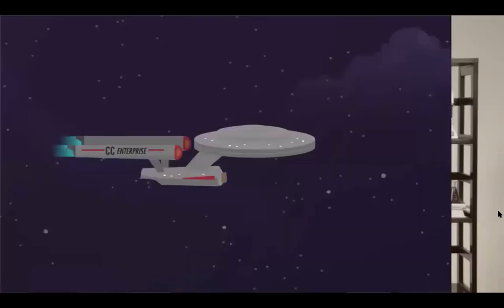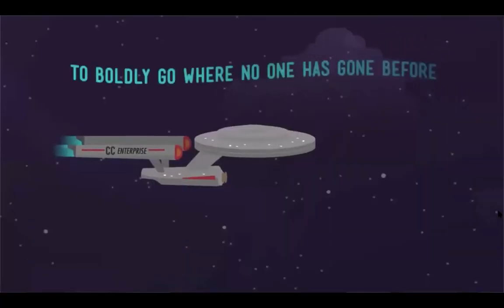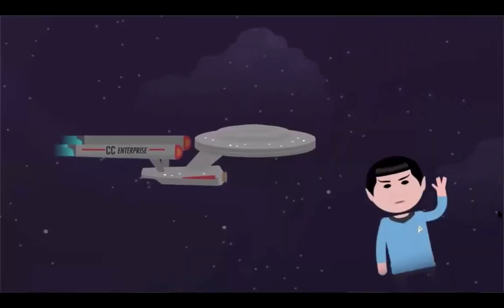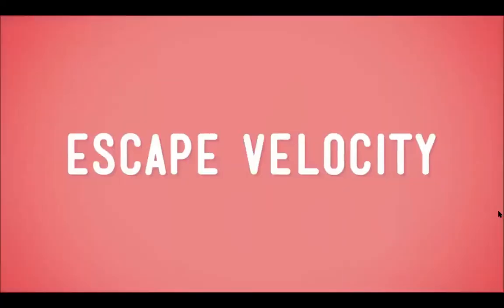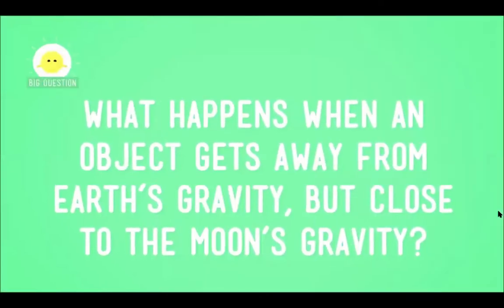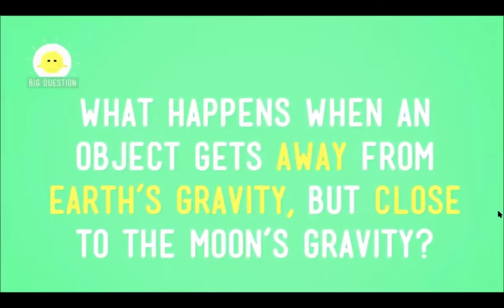Now, you already know that astronauts can leave the Earth, but it takes a lot of effort to boldly go where few have gone before. But once astronauts reach the speed called escape velocity, they're able to overcome the force of Earth's gravity and get into orbit around our planet, or head on over to the moon. So this brings up an interesting question. What happens when an object gets away from Earth's gravity, but close to the moon's gravity?